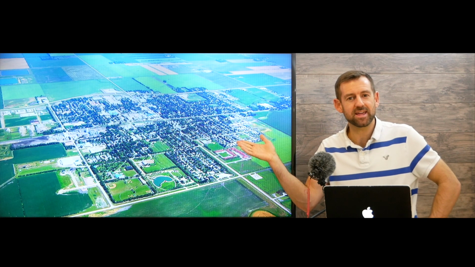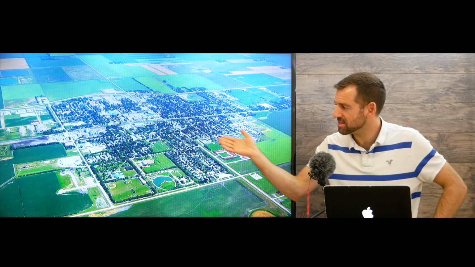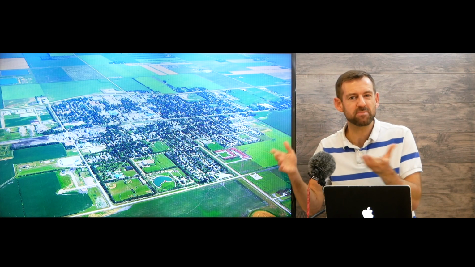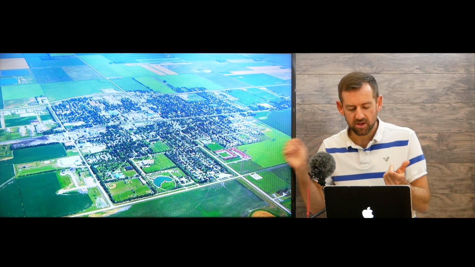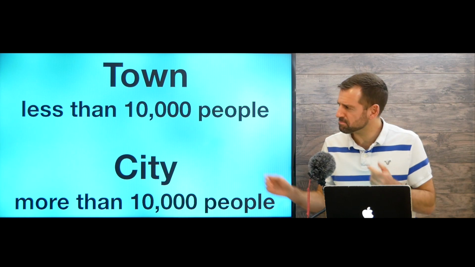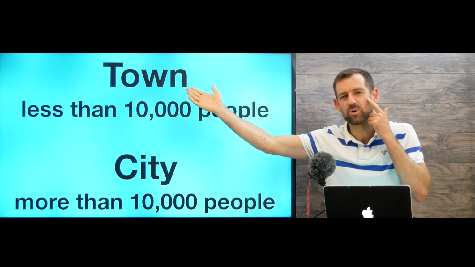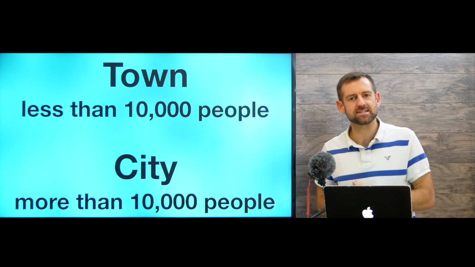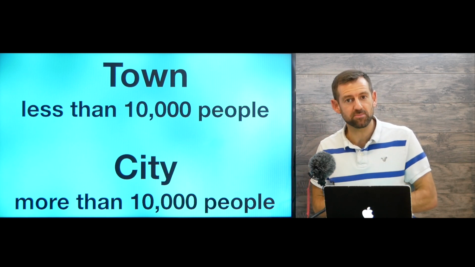Okay, so take a look at this. This is a typical small town in Canada. This town has about 4,000 people, right? So it's just sort of a normal town, small, medium kind of a town, right? So I think when most people think of the word town, they would think of a place that has less than 10,000 people. Okay, less than 10,000 people.